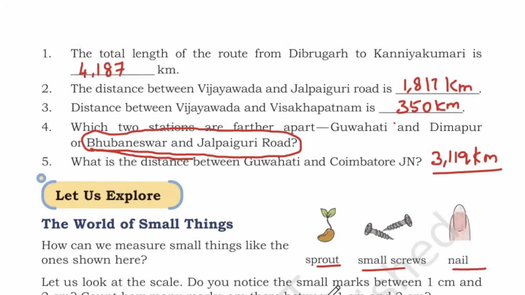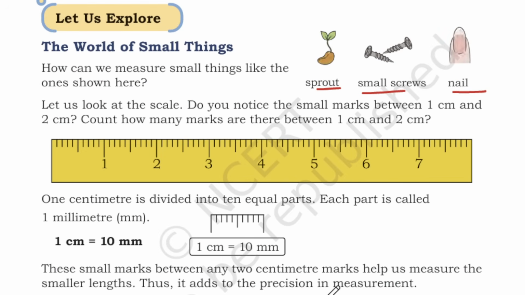All right, where do we have to start here? Let us explore the world of small things. How can we measure small things like the ones shown here, like sprouts, small screws, and nails? How do we measure them? Let us look at the scale. Do you notice the small marks between 1 centimeter and 2 centimeter? These small marks, the lines 1, 2, 3, 4, and 5, these lines are millimeters. One line is 1 millimeter.